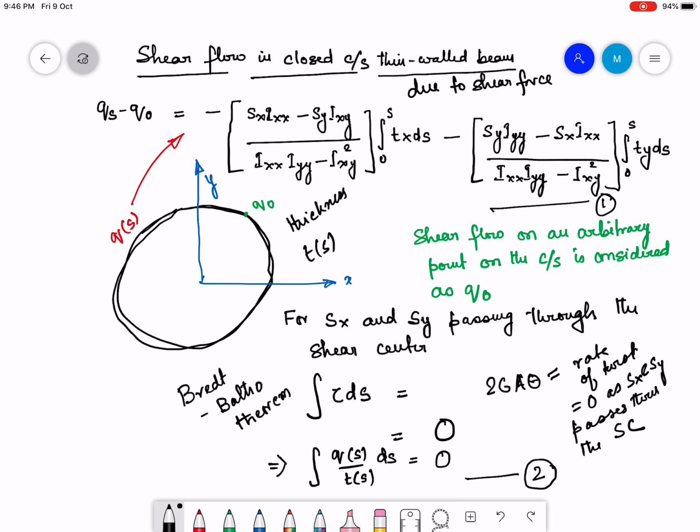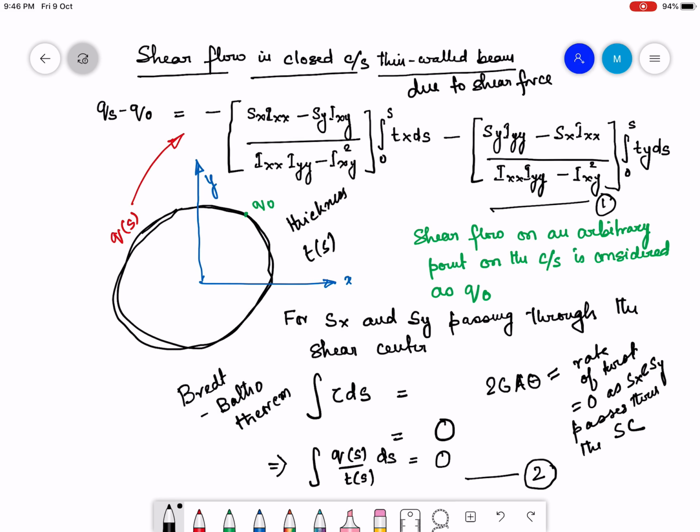value of q0. So what am I going to do? From equation 1, I am going to find out the expression for qs, which will of course have an unknown term q0. Now that qs I am going to integrate following the expression given by equation 2. If I evaluate that integral, I will get an expression in terms of q0, and by equating that expression to 0, I will get a value of q0.